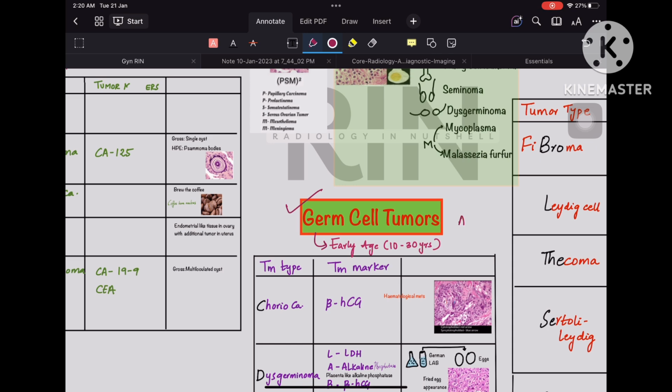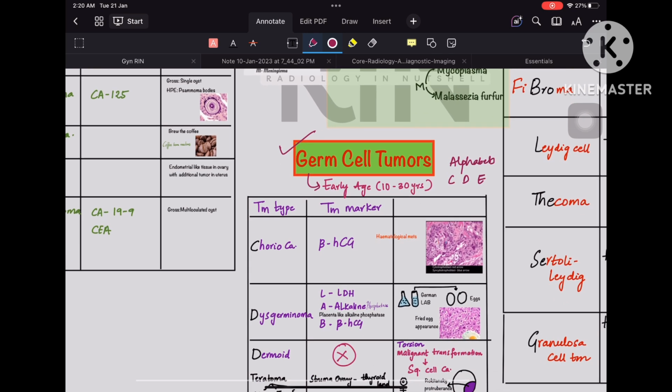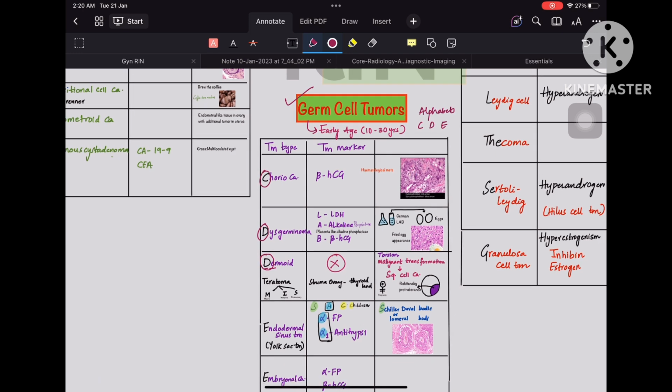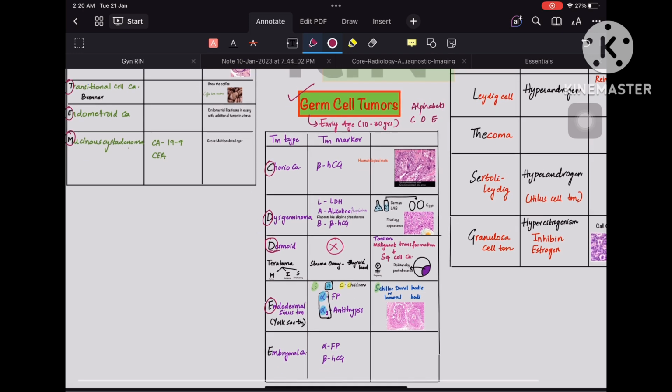And the germ cell tumor occurs at a very young, early age. In the early ages only we learn alphabets, right? So C, D, E is the mnemonic for germ cell tumors. C is for choriocarcinoma, D is for dysgerminoma, the other D is for dermoid, E is for endodermal sinus tumor, and another E is for embryonal carcinoma. So C, two D's and two E's is for germ cell tumor.